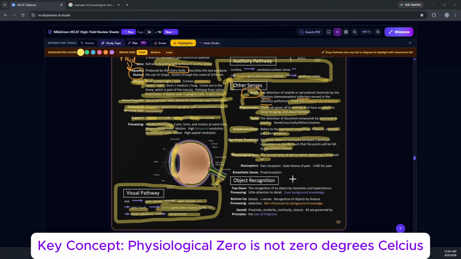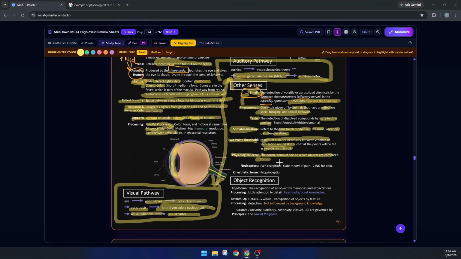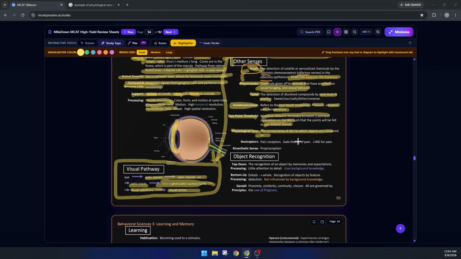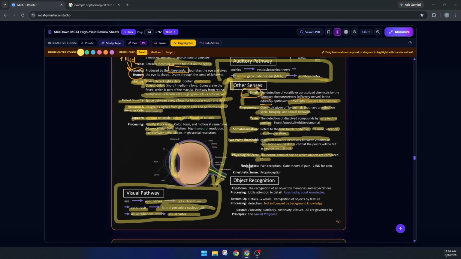So what it's saying is that basically your body's just comparing temperature relative to where it's at, and we call that baseline physiological zero. Okay, nociceptors, pain reception, gate theory of pain, JND for pain. But nociceptors are basically receptors for pain. Gate theory of pain is another thing you need to know and memorize, or understand, in other words.